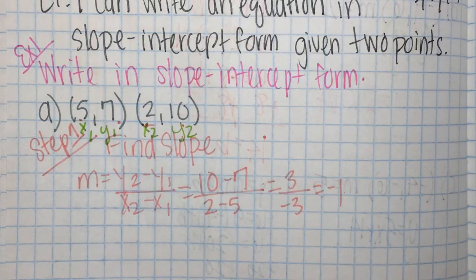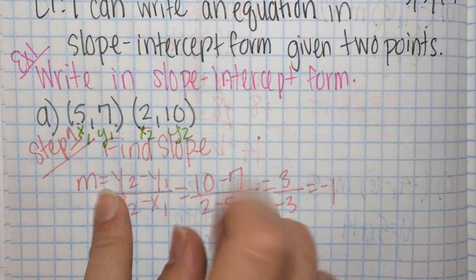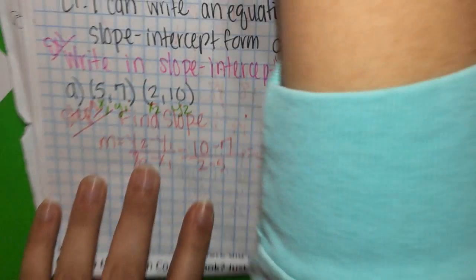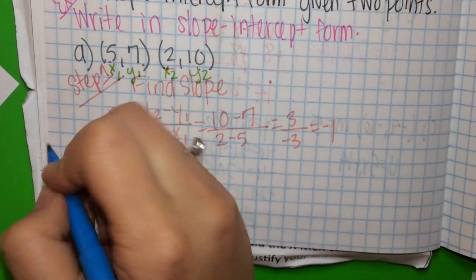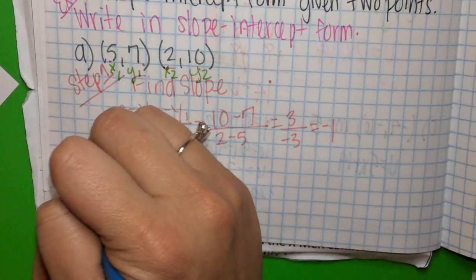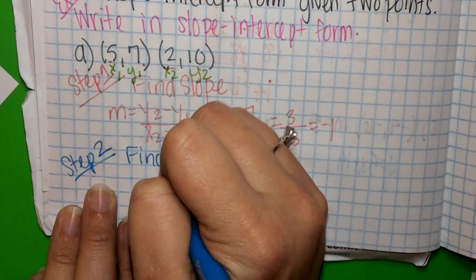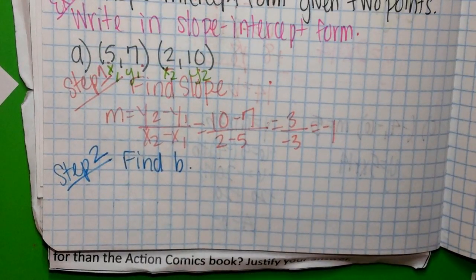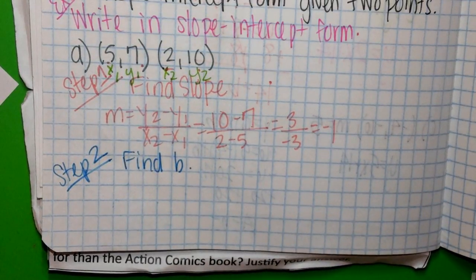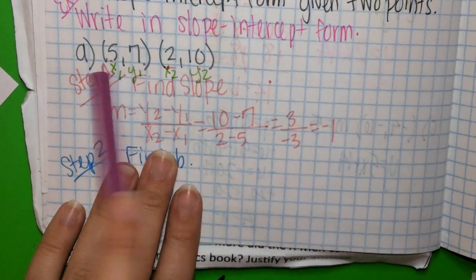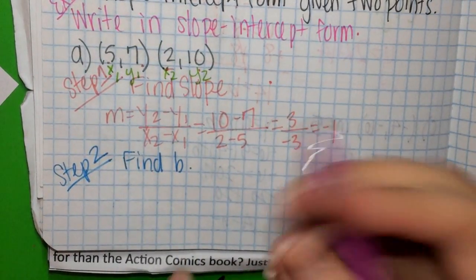Alright, now, from here, we need to find what? We found our slope. What do we have to find next? The y-intercept, our intercept. And that's b. So, step 2, find b. And that's what we did yesterday. We were given a point. We had the slope, and we found our y-intercept. Now, how many points do we have here? 2.